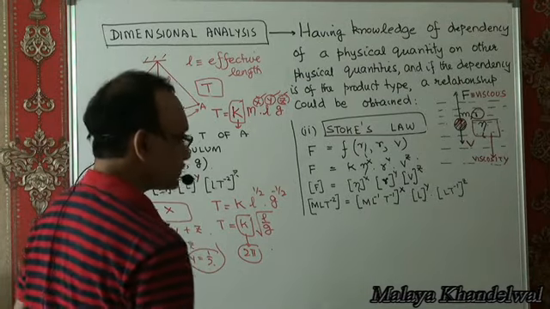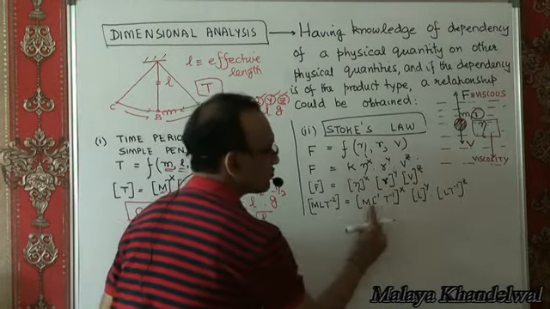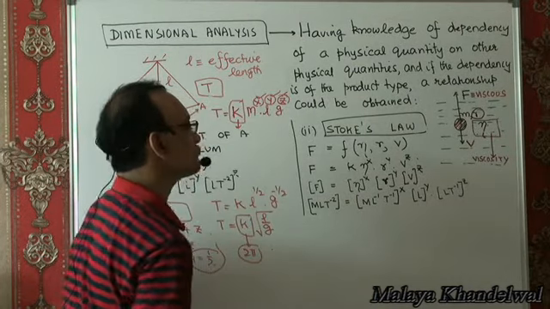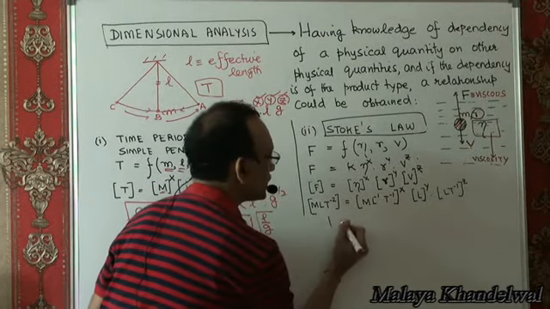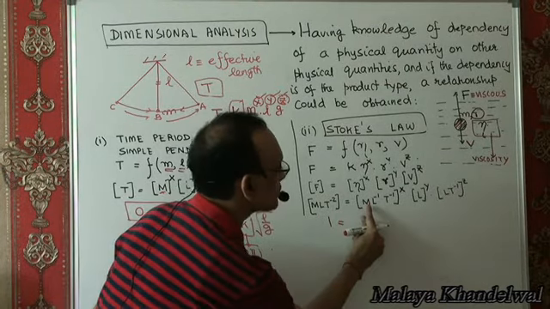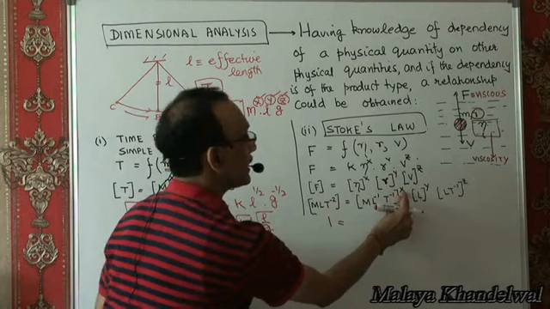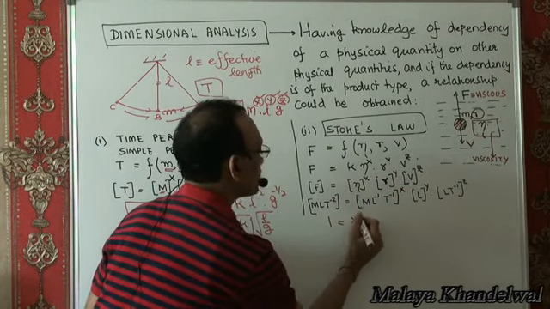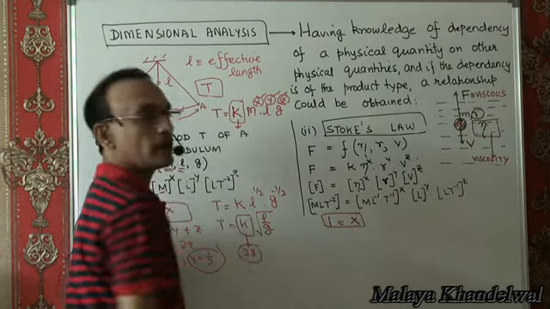First of all, equate powers of M on both sides. We have 1 on the left hand side as the power of M, and on the right hand side, as you can see, what's the power of M? x, right? So x must be 1.